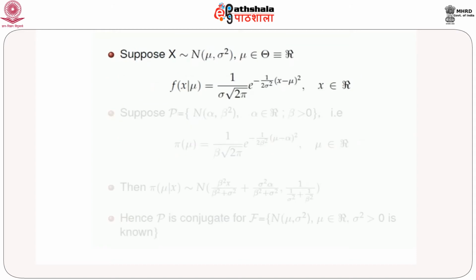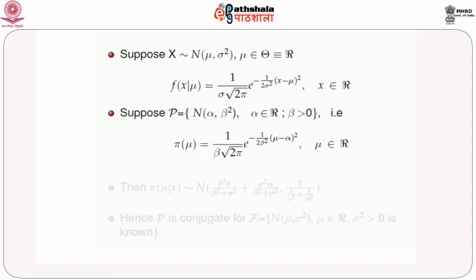So, we look at an example. Suppose x is a random variable which is distributed as normal with mean mu and the variance sigma square. Here we assume that sigma square is known and mu is any real number. So, we all know that the density of the normal distribution with mean mu and the variance sigma square looks like that given below.